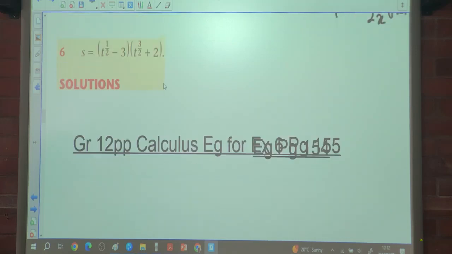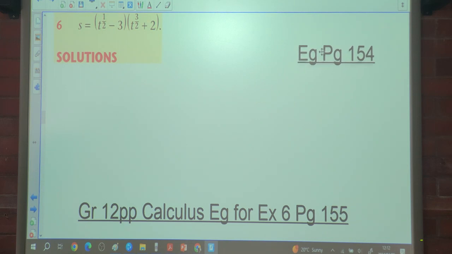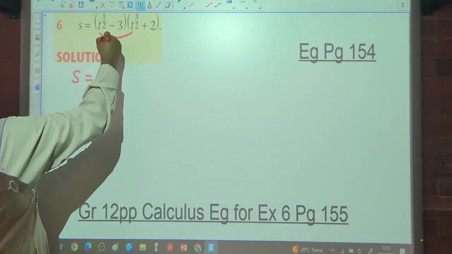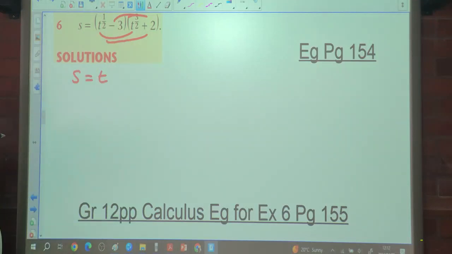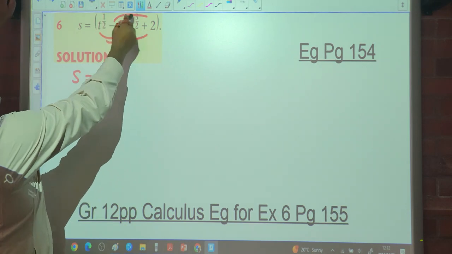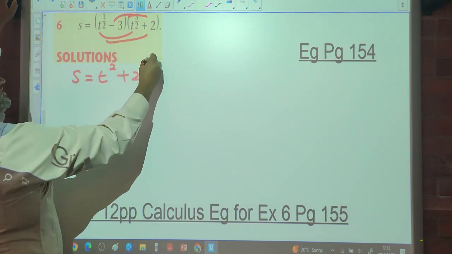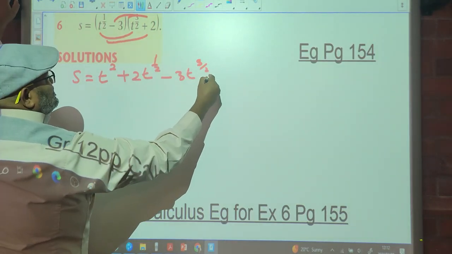Number 6. So what do we have to do first? Get rid of the brackets. So s is equal to multiplying in here. So it's going to be t. We're now multiplying it the same way. Add the exponent. So there's going to be 4 over 2, which is 2, plus 2t to the half, minus 3t to the 3 over 2 minus 6.